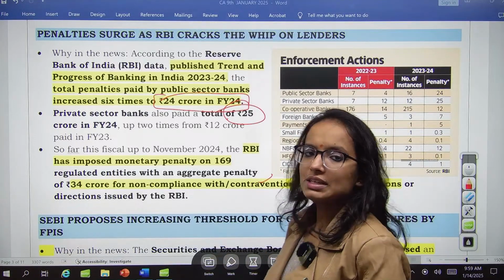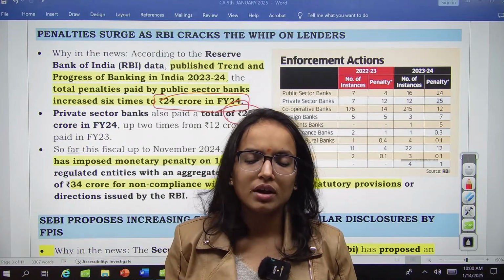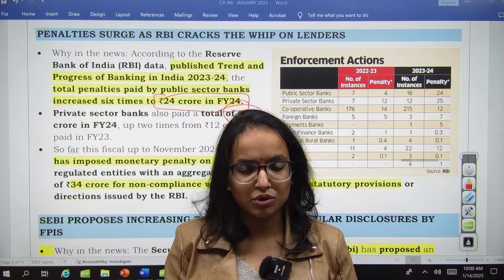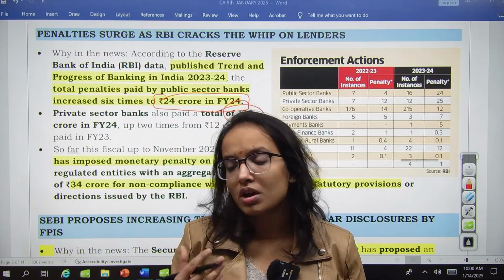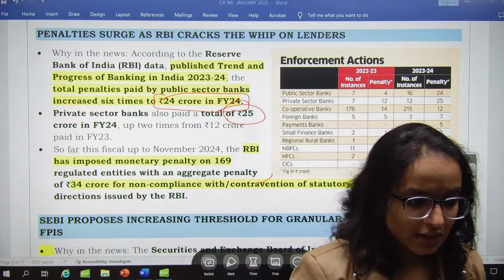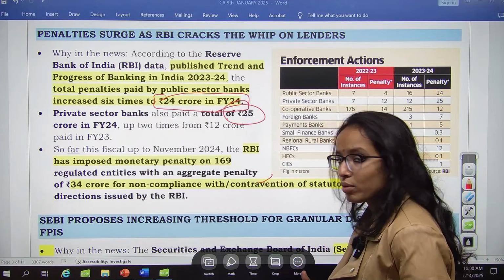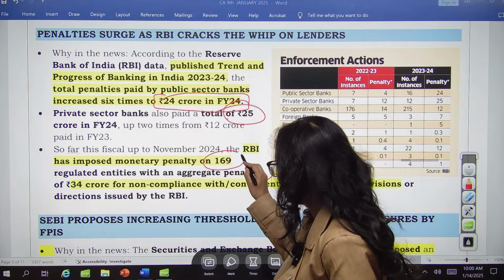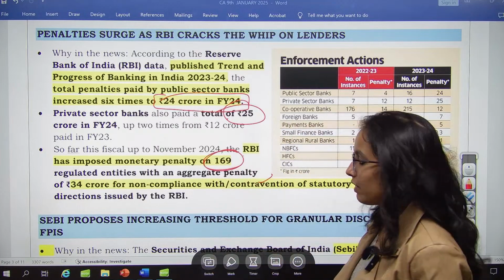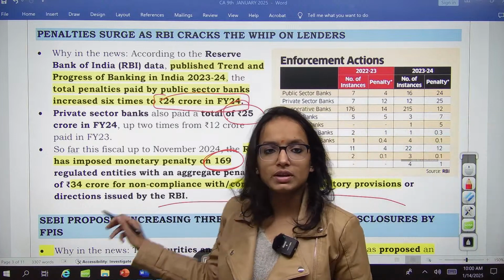Right? Now what are these penalties? Say if they have not complied with the RBI's guidelines, compliance issue है, उन्होंने नहीं कोई चीज comply की, whatever the RBI Act or Banking Regulation Act sets out. So in terms of contravention of compliance guidelines and regulatory guidelines, these penalties were imposed. RBI has imposed monetary penalty on 169 regulated entities. You can remember this figure as well. 169 regulated entities. And in aggregate, 34 crore comes out for non-compliance of the regulatory guidelines.